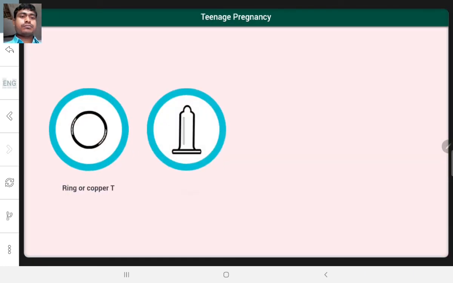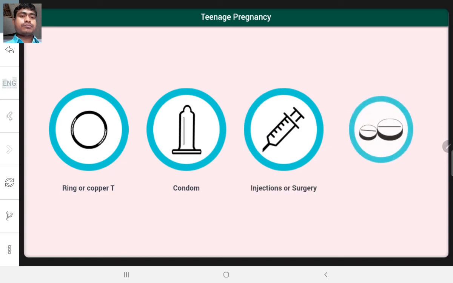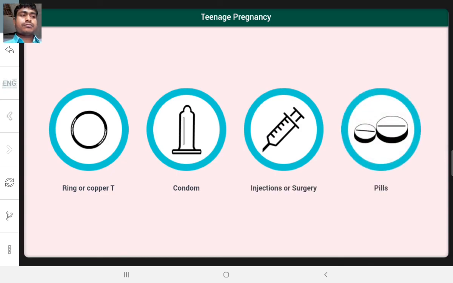Another important way to avoid pregnancy in females is using the proper contraceptive methods, such as condoms, pills, copper T, injections, or surgery.